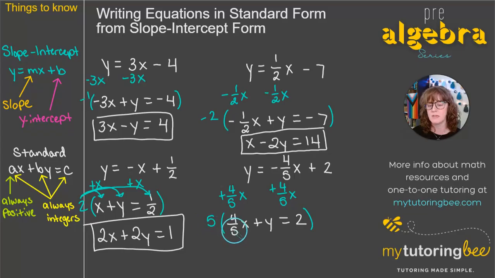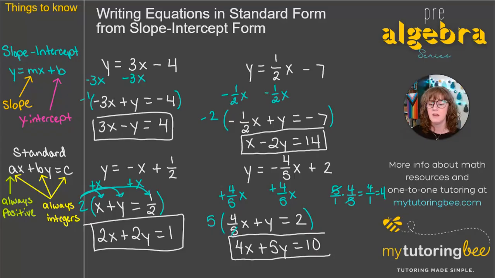And that 5 is going to cancel out with the 5 in the denominator of the x, leaving us with just 4. If we want to write that separately, we can think of it as 5 over 1 times 4 over 5. So our 5s would cancel out. That would give us 4 over 1, which just equals 4. So hopefully that helps see where I got that 4x from. The 5 times y gives us plus 5y. And then the 5 times 2 gives us 10. So there we have our standard form from slope-intercept form.